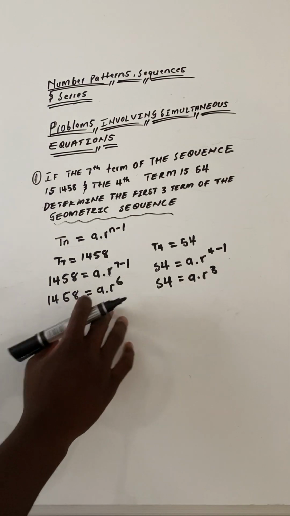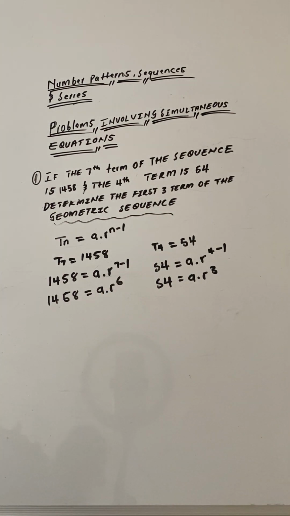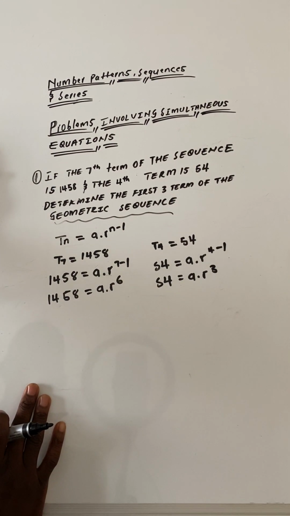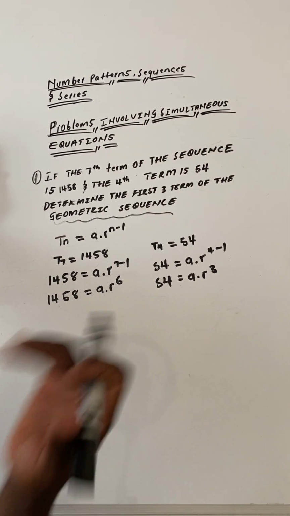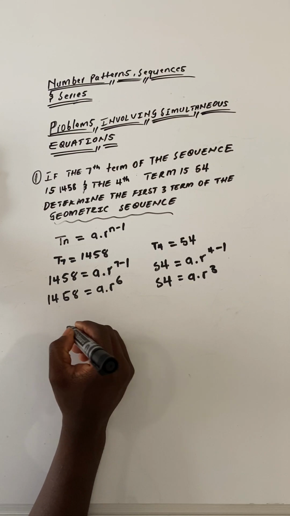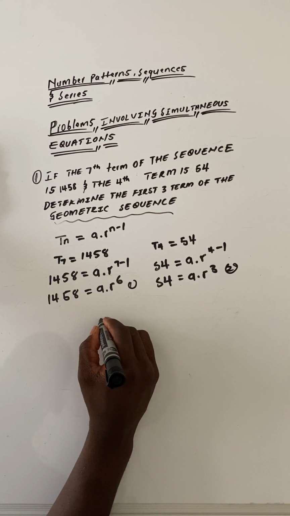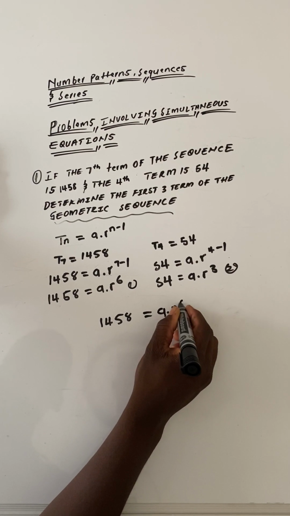Now we need to solve for R. You can see there's an A in both, so we need to make that cancel out. In this case, we can't use substitution. If you want to, you can, but that would be a long process, because there's a lot to do. Since this involves a lot of multiplication, you just need to divide the two. We start with the bigger one. This would be equation 1 and equation 2, so let us put it like this: 1458 is equal to A times R to the power 6.